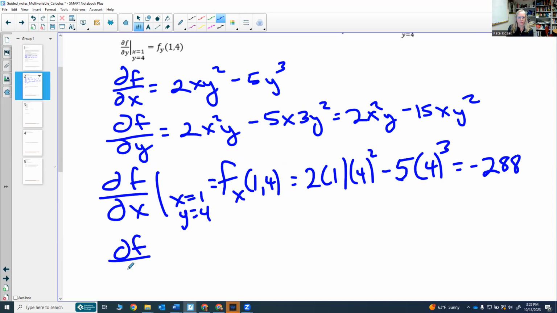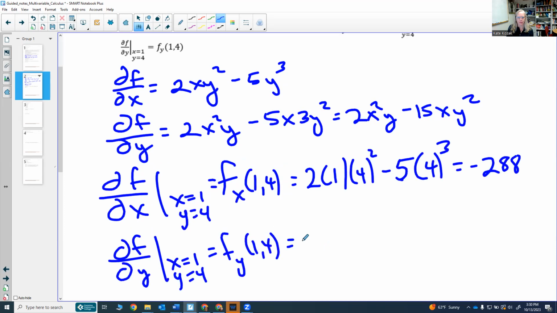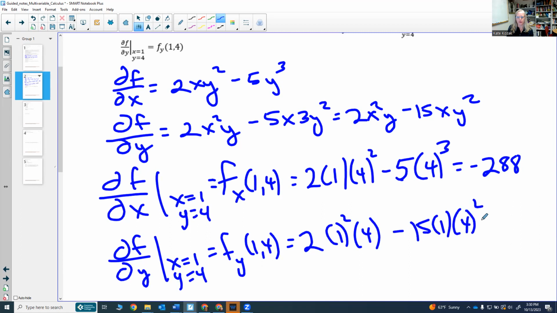And the partial derivative of f with respect to y, again, when x is equal to 1 and y is equal to 4, can be thought of as f sub y of 1, 4. That would be equal to 2 times 1 squared times 4 minus 15 times 1 times 4 squared, which is equal to negative 232.